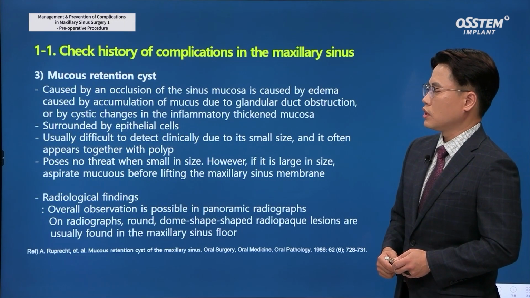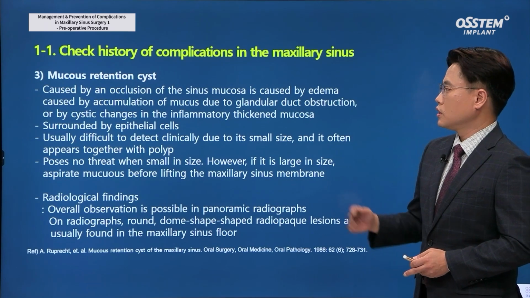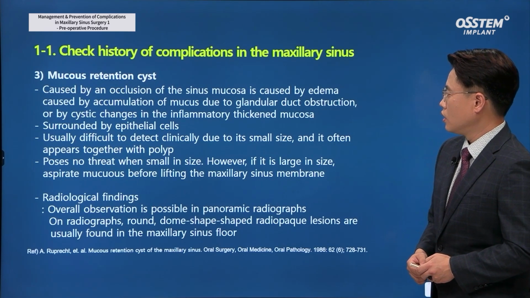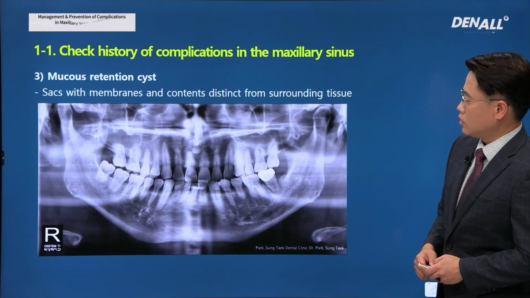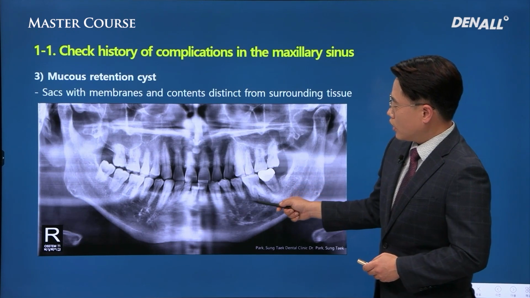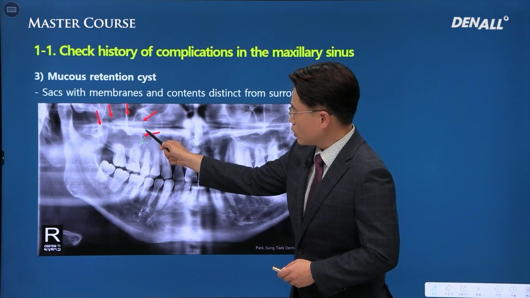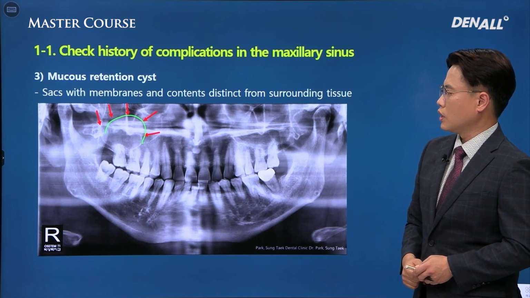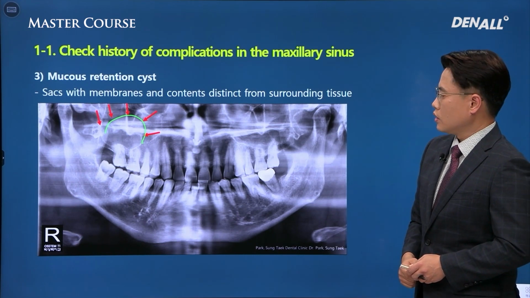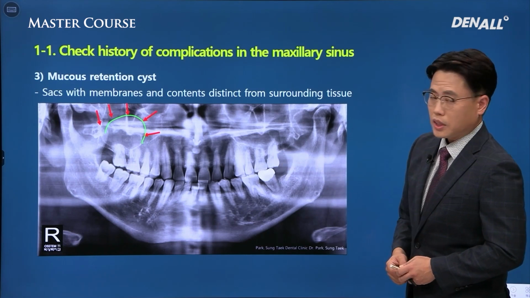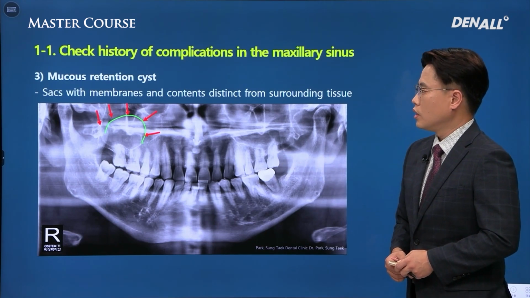Another one that we can frequently come across is mucus retention cyst. In short, it is called MRC. If you look at the image, unlike the left, on the right side, there is an opaque something in dome shape. In most cases, it will be diagnosed as mucus retention cyst, and the size is quite large.